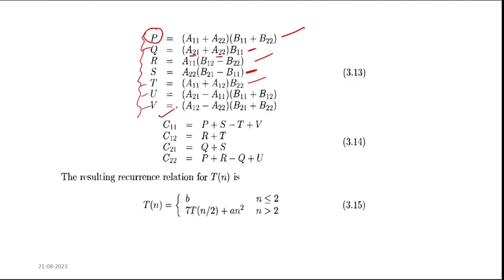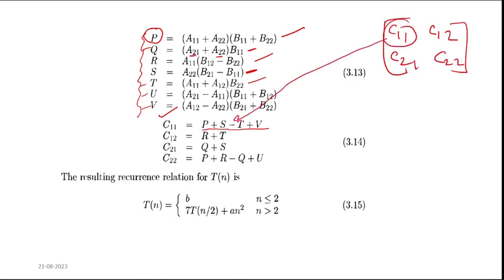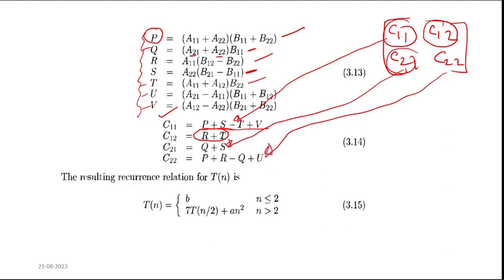And then he said C11 will be like this: P plus S minus T plus V. C11 means the first element of the resulting matrix. This is C12, C21, C22. C11, he says, will be like this. C12 will be R plus T. This one. C21 will be this. And C22 will be this.